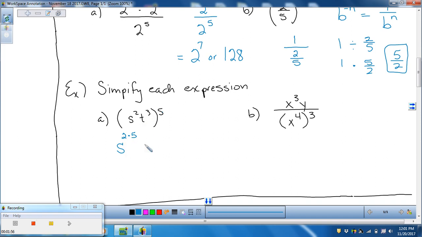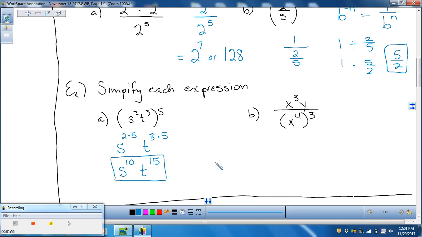And then we're also going to do t to the 3rd, and that's to the 5th power. Again, we're multiplying our exponents. So 2 times 5 for the s is s to the 10th. And then the 3 times the 5 for the t becomes t to the 15th. So our final answer is s to the 10th, t to the 15th.